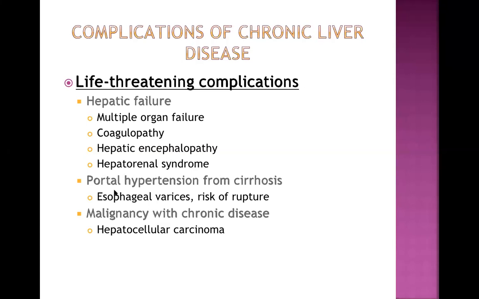Another life-threatening complication is portal hypertension development from cirrhosis, and one of the problems of portal hypertension is formation of esophageal varices in the lower end of the esophagus. These varices can rupture anytime, and if they rupture, there is a massive hemorrhage which can kill the patient. Another one: malignancy can also develop from cirrhosis of the liver, and this is hepatocellular carcinoma. So these are the complications of chronic liver disease or cirrhosis.